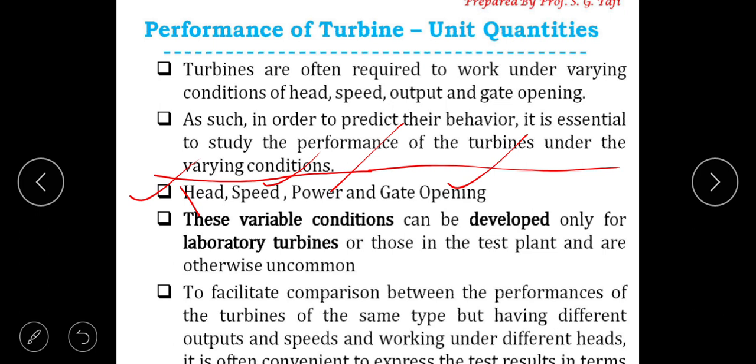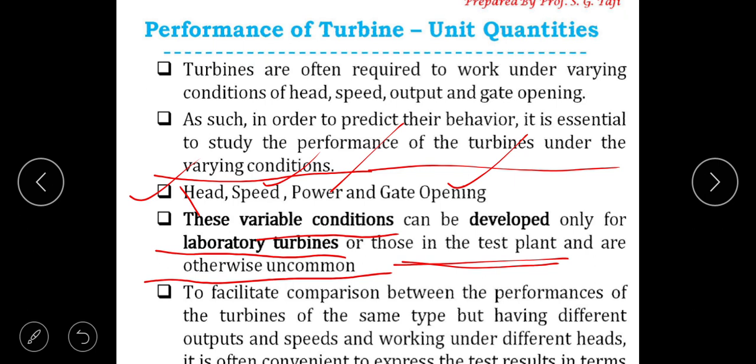These variable conditions can be developed only for laboratory turbines, or if at all in the test plants, and are otherwise uncommon. What is the meaning of this? The variable conditions, head, speed, power, gate opening, can be developed only for laboratory turbines or at most in test plants, but are otherwise uncommon.